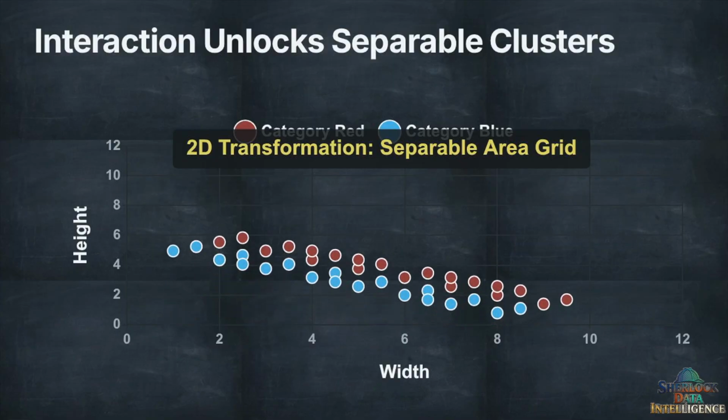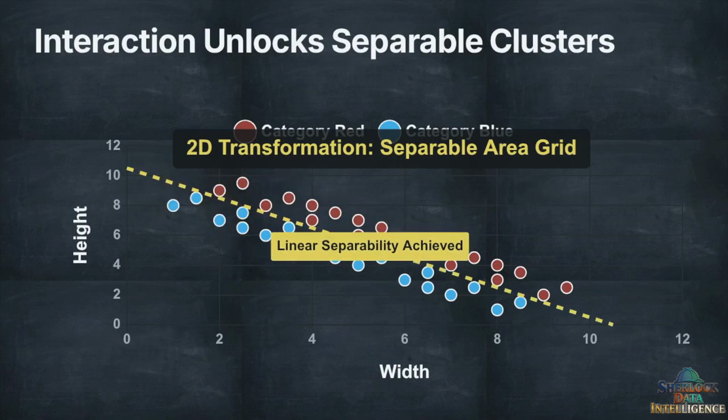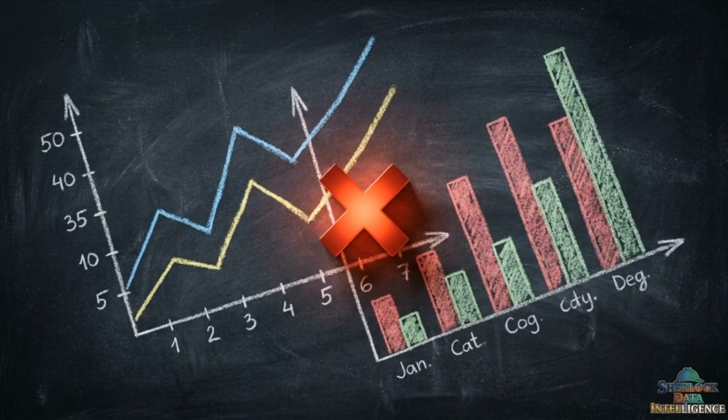Multiplying height by width creates a brand new mathematical feature: area. When we project our original data points onto this newly calculated two-dimensional grid, the overlap vanishes. The dots cleanly split into two distinct, easily divided clusters. We didn't take a single new measurement in the field to achieve this. We succeeded purely by intersecting what we already knew.